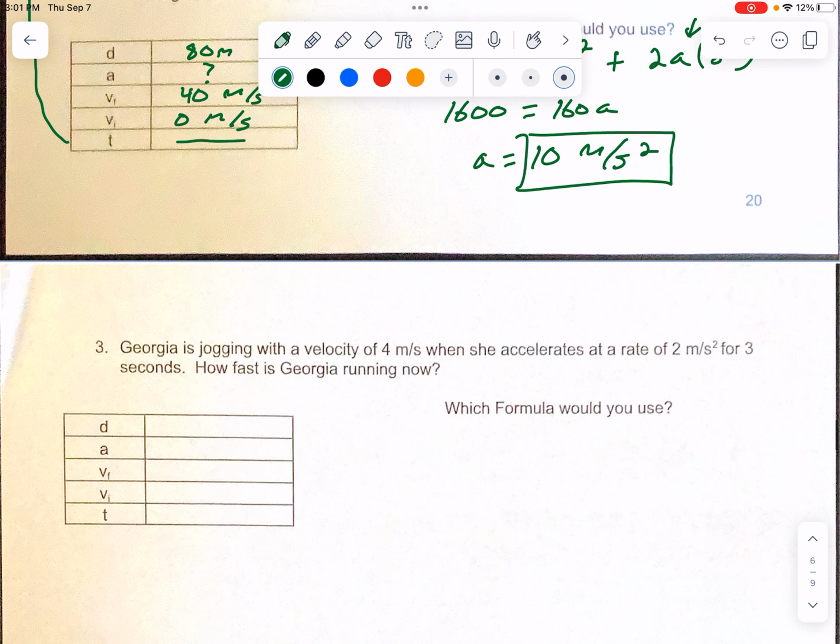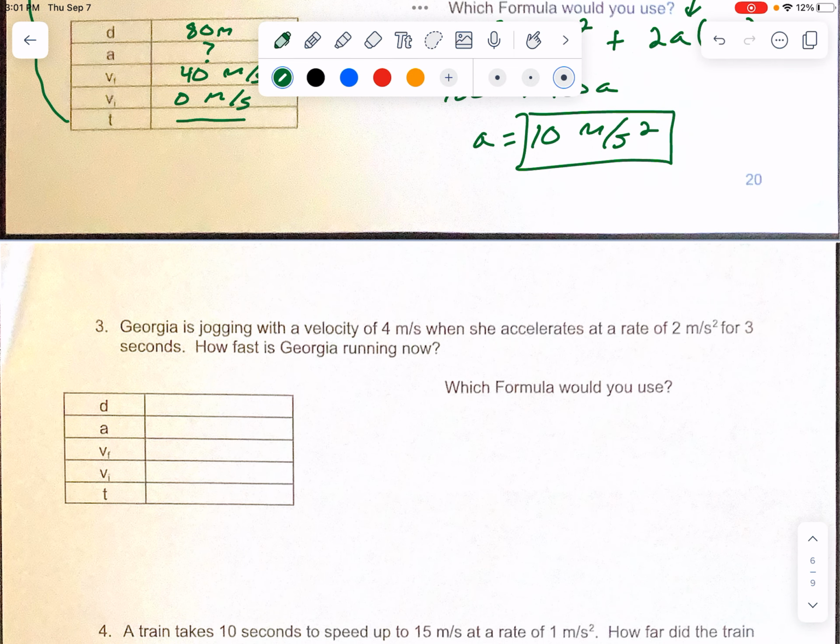Okay, so we're going to go into number 3. Georgia is jogging with a velocity of 4 meters per second when she accelerates at a rate of 2 meters per second squared for 3 seconds. How fast is she going now? The biggest confusion that we're seeing is, when do you know when it is final velocity and when it is initial velocity? You just got to make sure you're reading the problem very carefully.